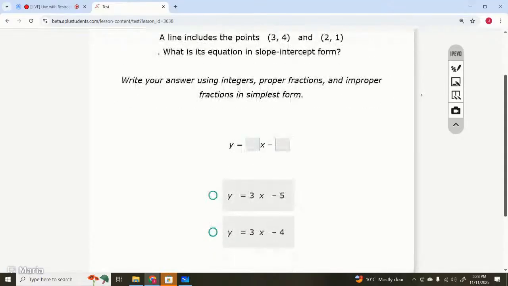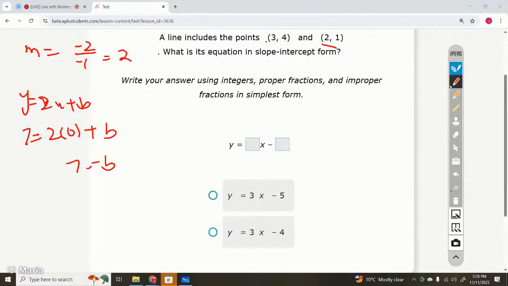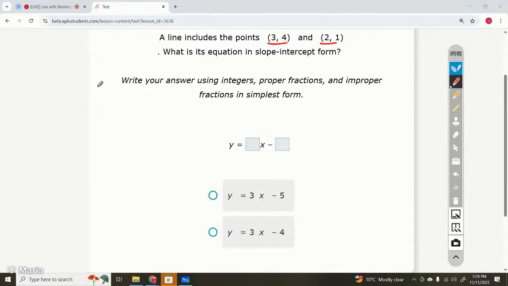A line includes the point (3, 4) and (2, 1). What is its equation in slope intercept form? The first thing is to calculate the slope. Negative 3 over negative 1, that is 3.